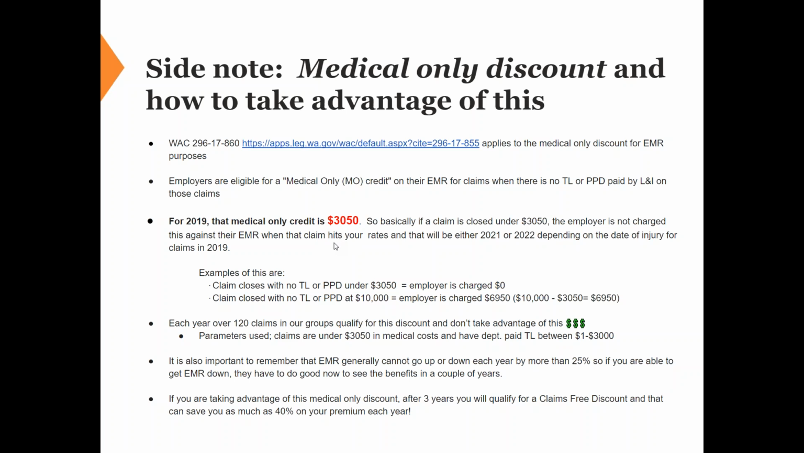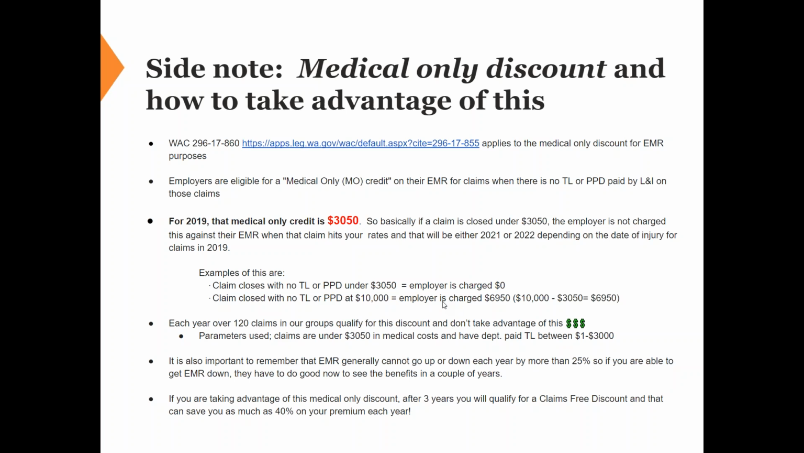So some examples that are shown here are a claim closes with no time loss. That's when the department pays those lost wages, or PPD, and it closes under $3,050 in medical. The employer is charged zero. That's really important if you're trying to bring your experience factor down, because if you have a lot of these, they can add up. So let's say your claim closes with no time loss or PPD, but it's a $10,000 medical claim.